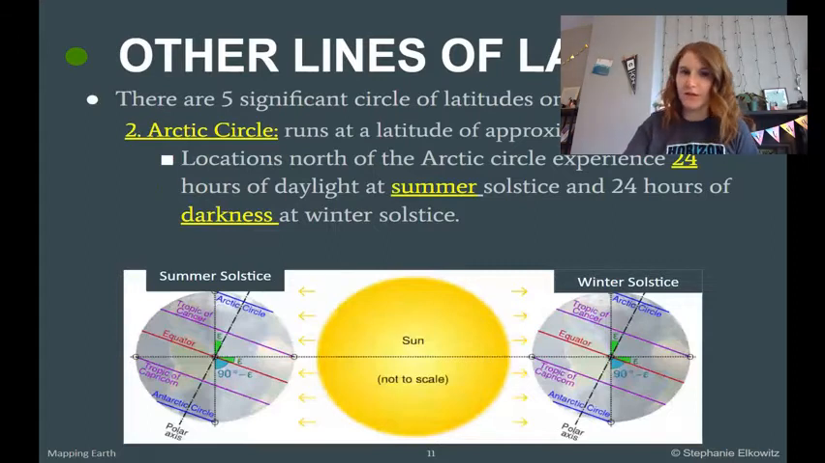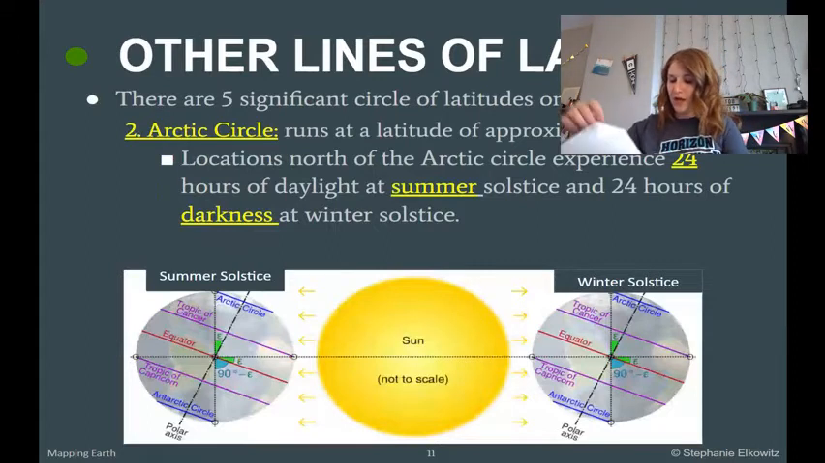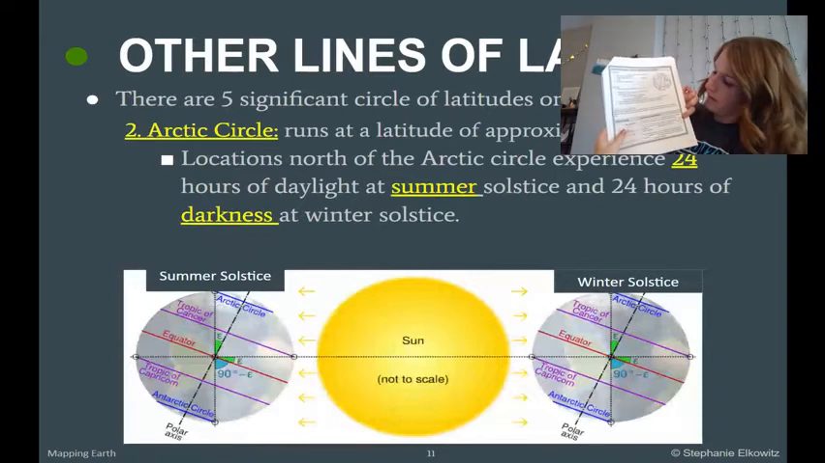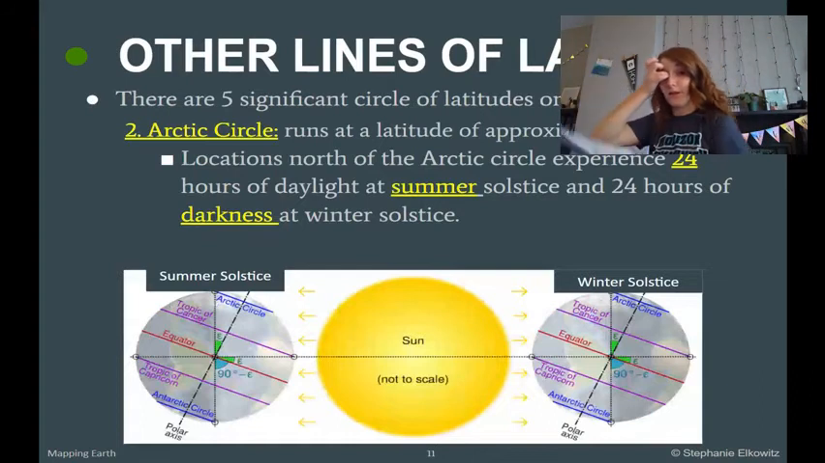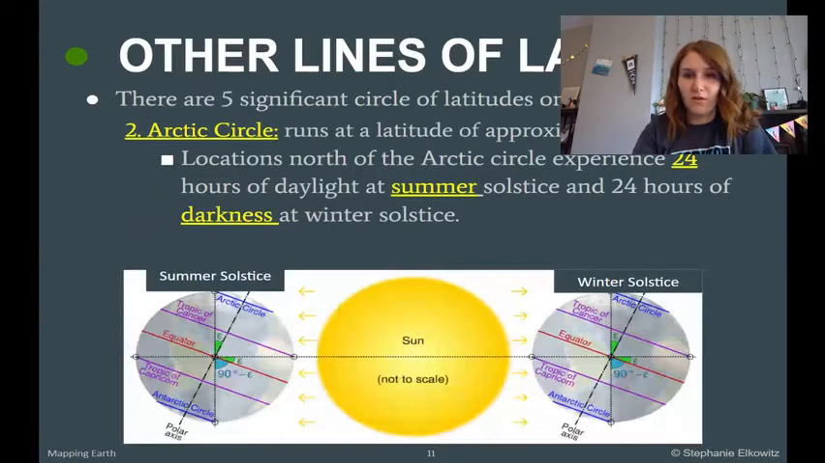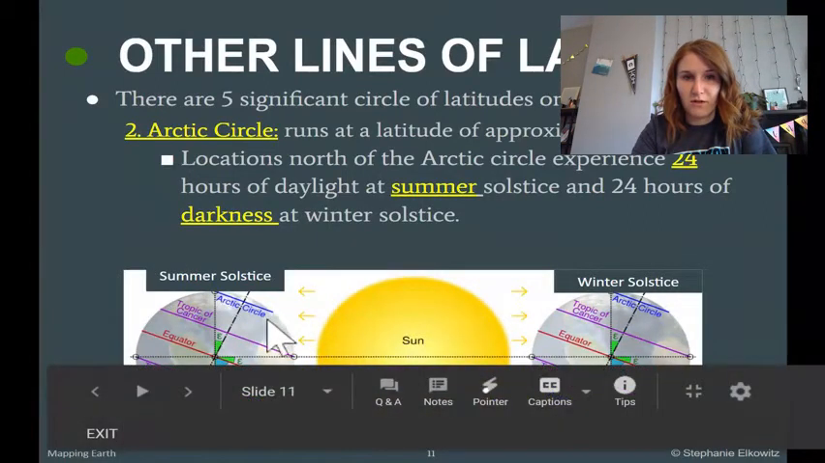Number 2, the Arctic Circle. Again, you are filling in the blanks on the importance or significance of the line on this side. The Arctic Circle runs at a latitude of approximately 66 degrees north. It is the circle that goes around the North Pole. You can see it here.